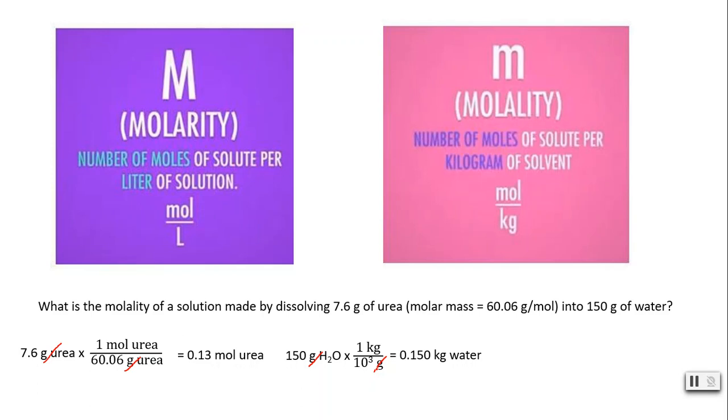Now I'm ready to calculate my molality. So I take my moles of solute, divide by my kilograms of solvent, and that gives me a molality of 0.87. So that's how you calculate molality. It's moles specifically of the solute divided by kilograms of the solvent.